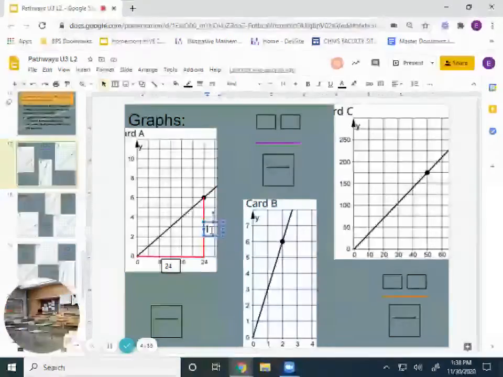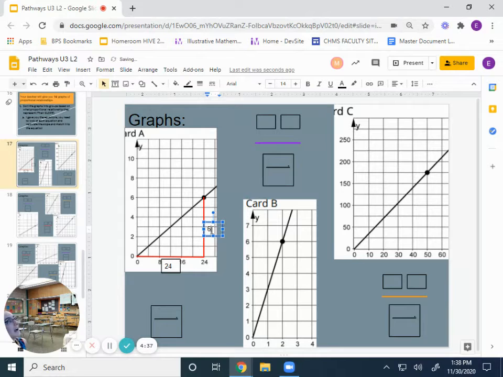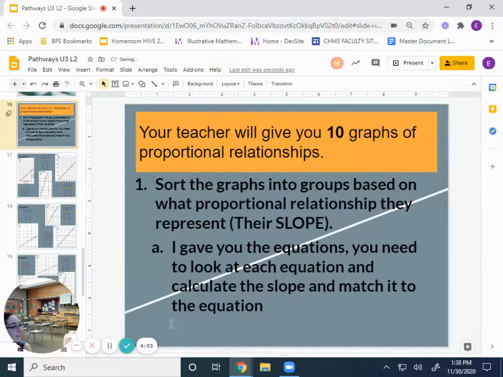And then I need to write it as a fraction of my rise over my run, because that's what slope is written as, rise over run. And that's where this box down below comes in play. And you're going to write your rise, which if you look at that slope triangle, my rise is going to be 6. And then you're going to come down here.